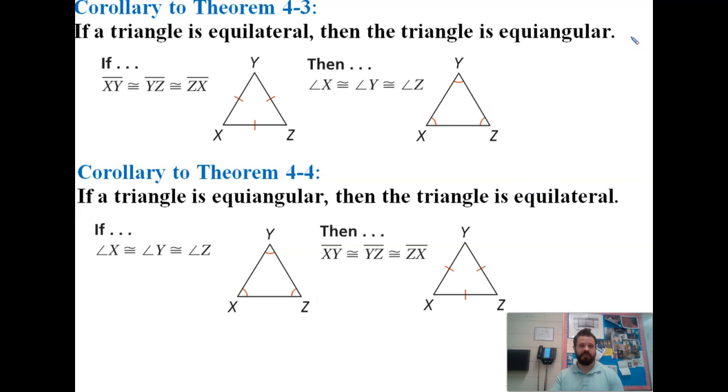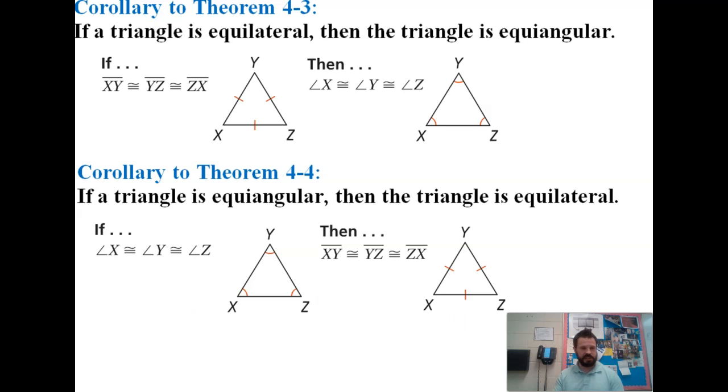The first one says that if a triangle is equilateral, so if all three sides are congruent, then the triangle is equiangular. In other words, all three angles are congruent. And we can also give you the converse of that. If a triangle is equiangular, so if all the angles are congruent, then we know it's also equilateral.